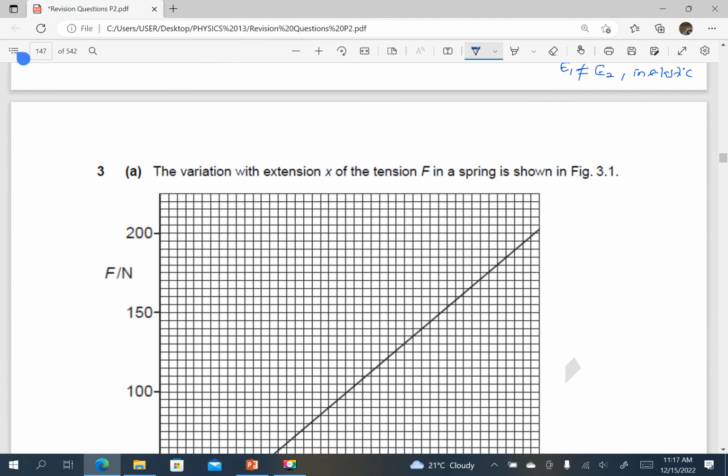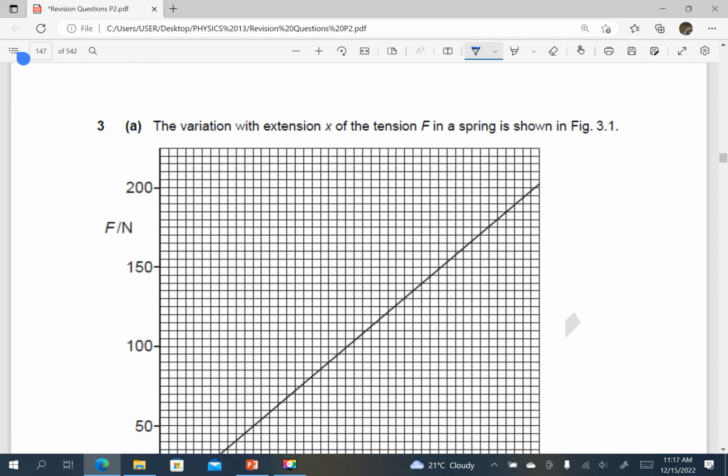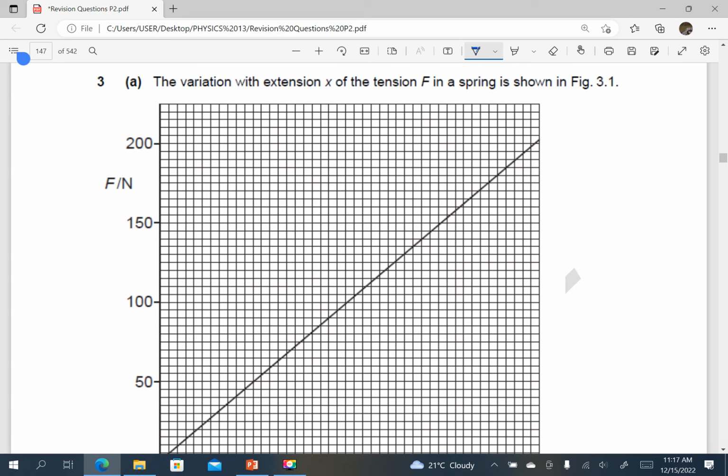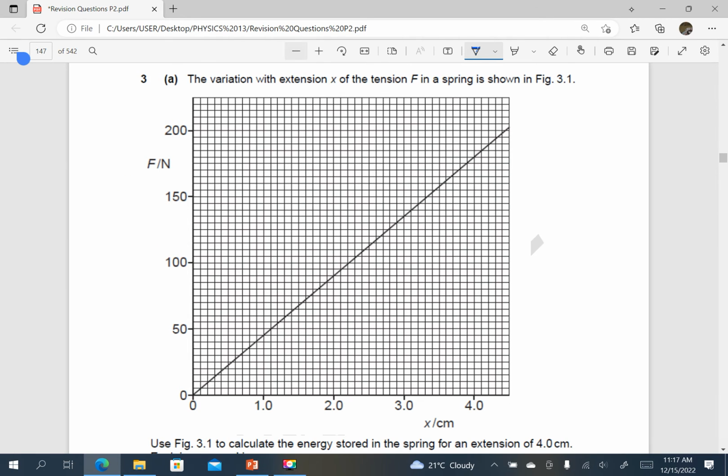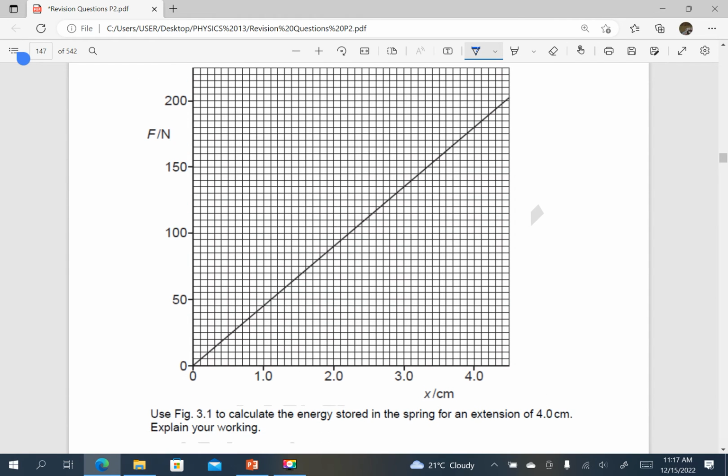The variation with extension x of the tension F in a spring is shown here. So this is almost Hooke's law. Use figure 3.1 to calculate the energy stored in the spring for extension of 4.0 centimeters. Energy stored is the area under the graph.